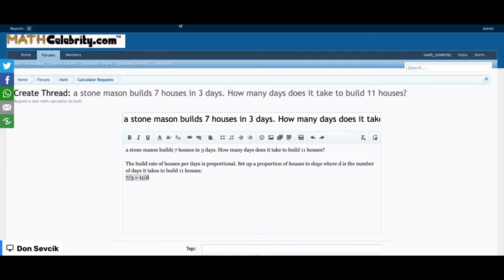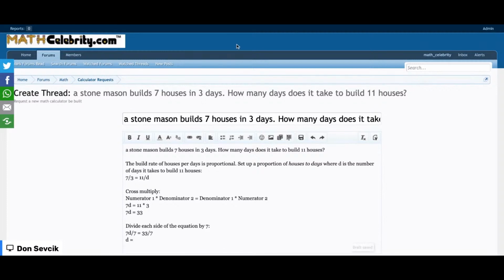I'll go off screen here just to show you. Cross multiply. And I'm going to grab the math. D equals 3 times 11 over 7. If you look at these fractions, we get 7D equals 11 times 3. 7D equals 33. All right, if we do the cross multiplication, divide each side of the equation by 7. It's 7D over 7 equals 33 over 7.